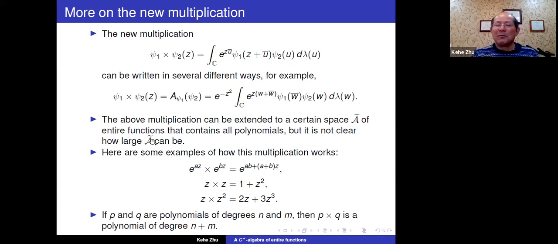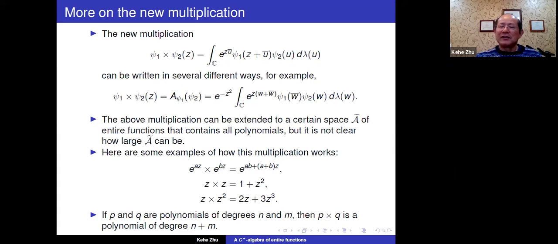I know it contains all polynomials, it contains all linear exponential functions, and many other elementary functions you can write down, like sine, cosine, and so on. But exactly what is this maximum possible algebra? So certainly there's additional work people can do concerning this very abstract algebra of entire functions.